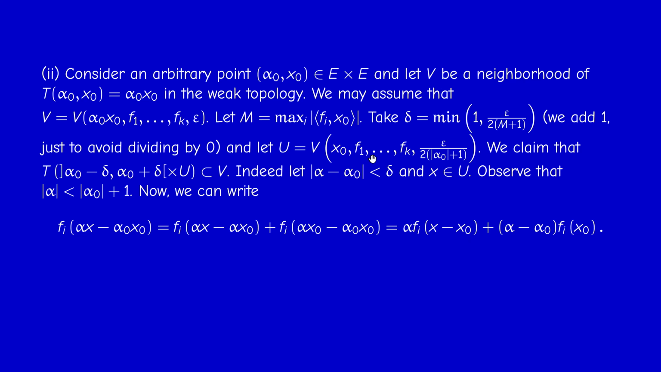So |f_i(x) - x_0| is less than epsilon over this quantity. So I get the absolute value of alpha over this, which is less than 1. So in absolute value, this term is less than epsilon over 2. And with my other choice of delta, this is also less than epsilon over 2. So the sum will be less than epsilon.